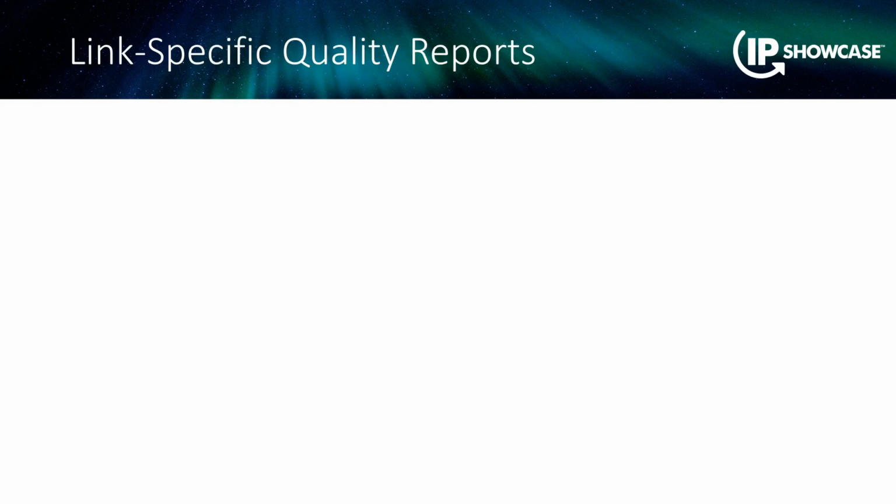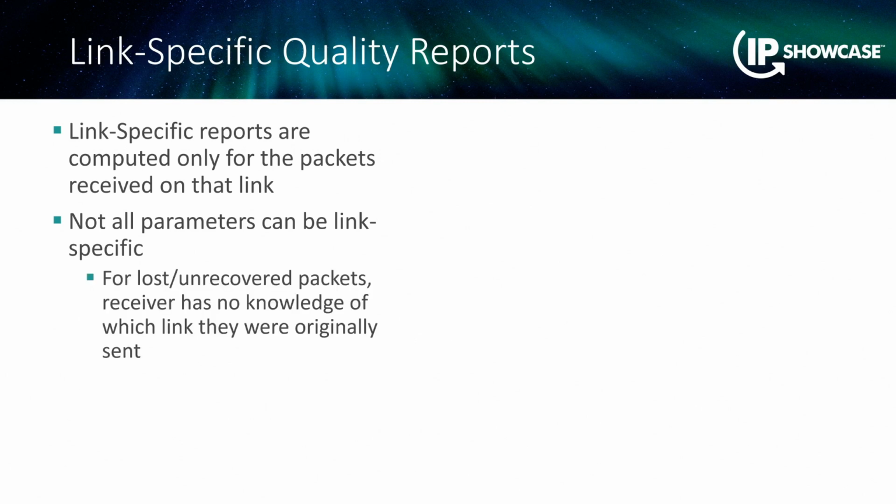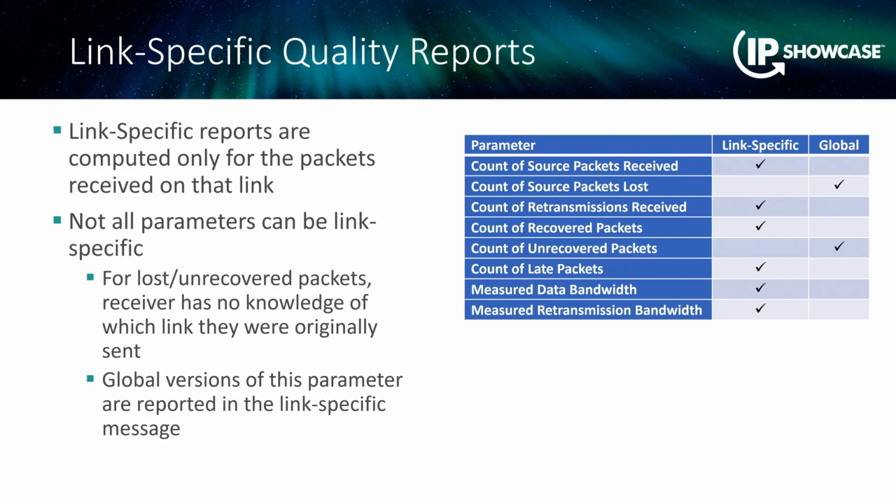All right. The link specific are computed only for the packets that are in that link. Not all parameters can be link specific. For example, loss. You don't know which link the packet's lost on, right? So the receiver has no knowledge. The sender actually has, but the receiver has no knowledge of the packets. So for those parameters, we use global versions. So here's a little table which I copy and pasted from the TR, which shows you which ones are link specific, which ones are global.